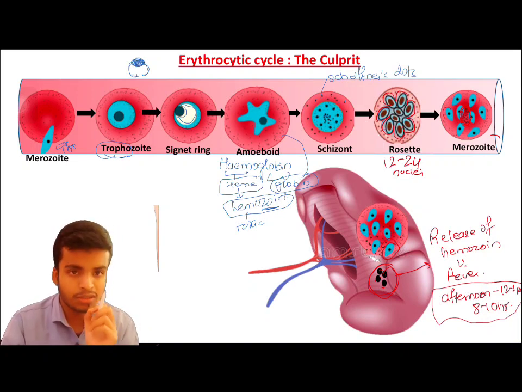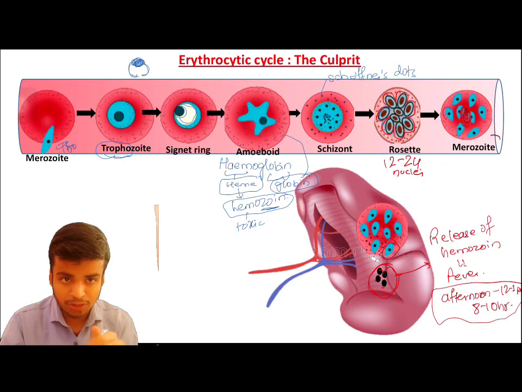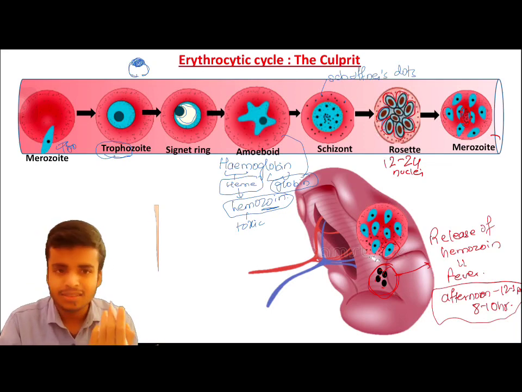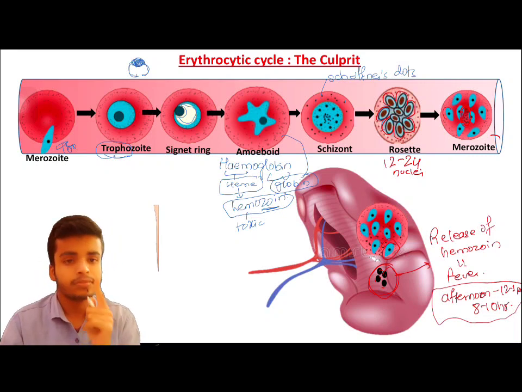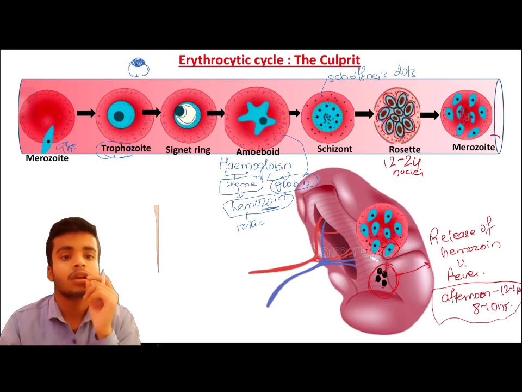But there is quartan fever, in Plasmodium malariae. In that, fever comes on the 4th day. So that's not a great deal. The erythrocytic cycle in case of Plasmodium vivax completes in 48 hours, so the fever is tertian. In case of Plasmodium malariae, it takes 72 hours, and the fever is quartan.